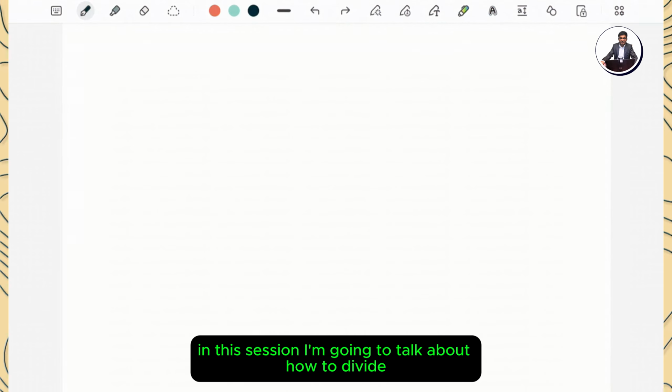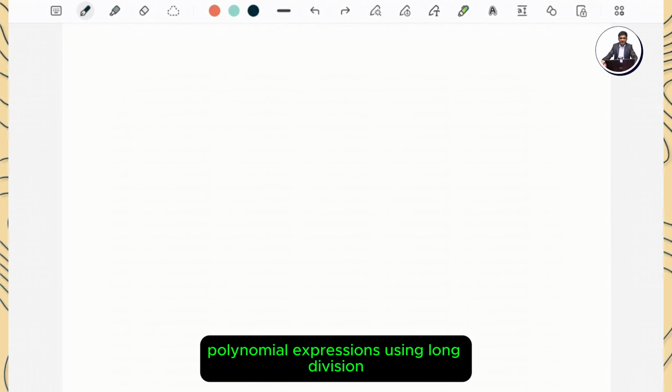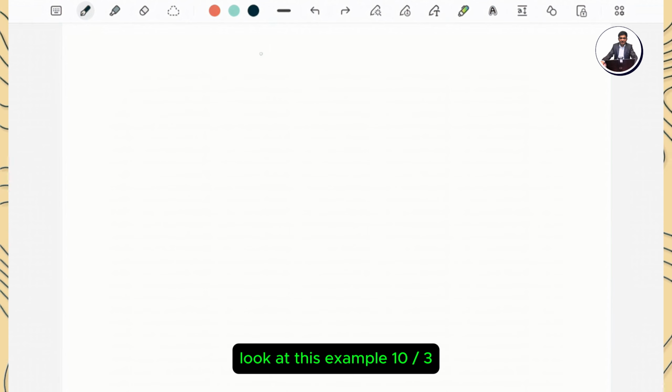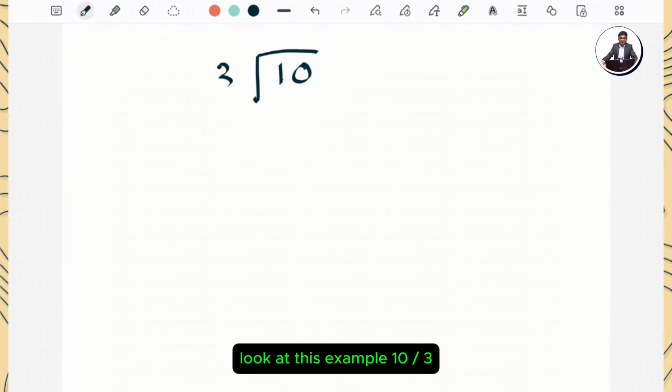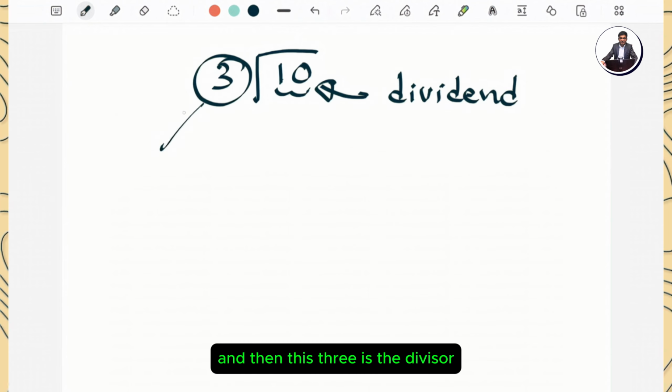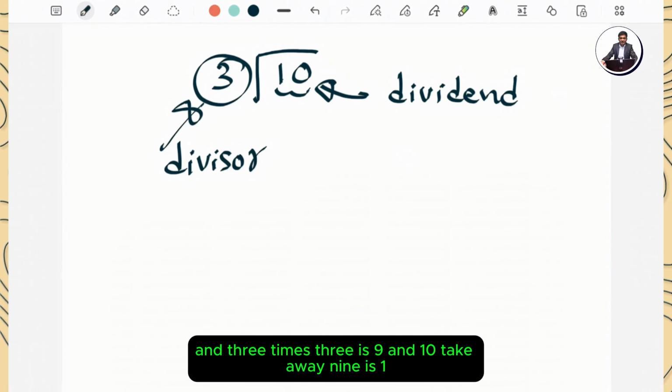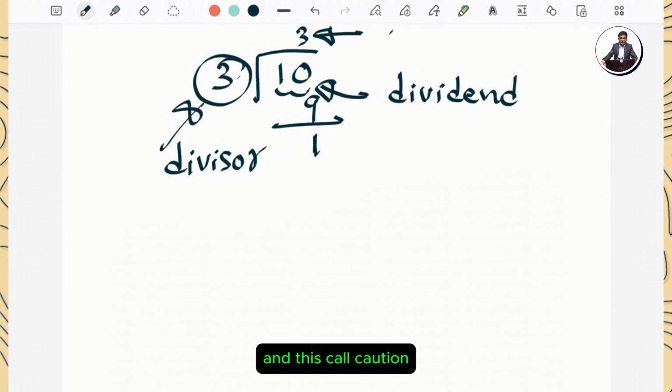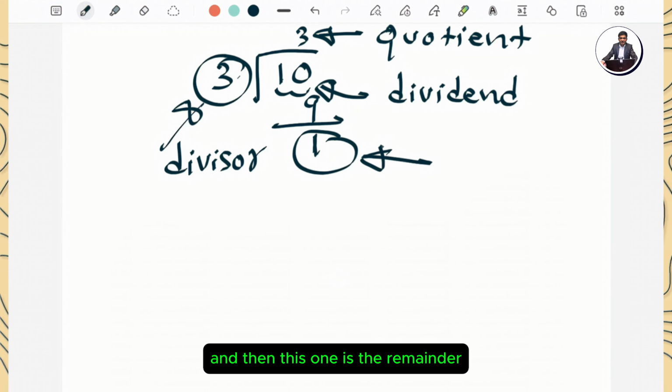In this session, I'm going to talk about how to divide polynomial expressions using long division. Look at this example: 10 divided by 3. This 10 is the dividend, and this 3 is the divisor. 3 times 3 is 9, and 10 take away 9 is 1. This we call the quotient, and this 1 is the remainder.